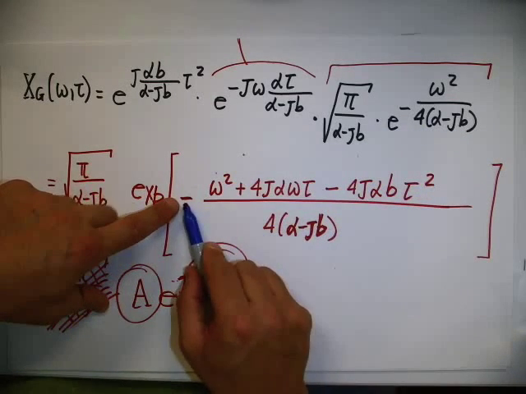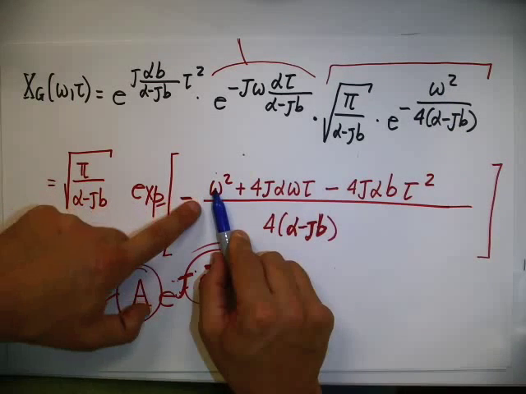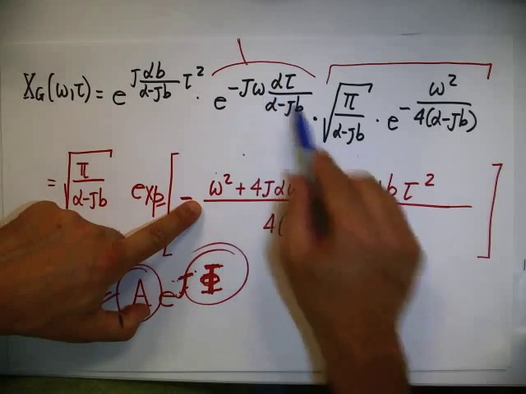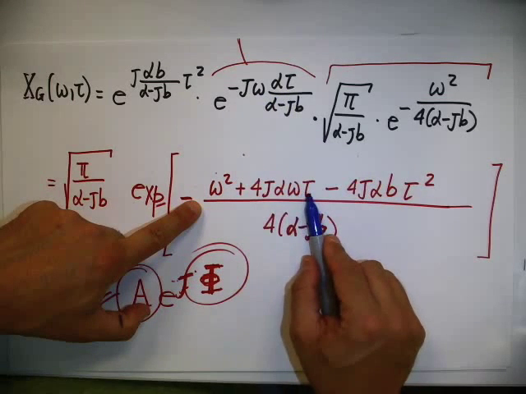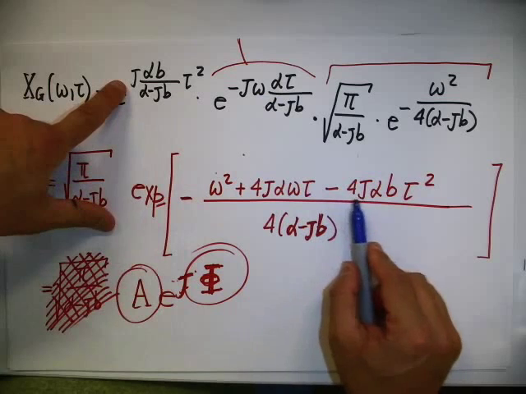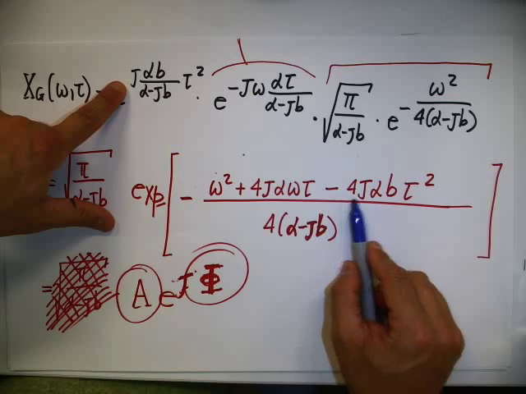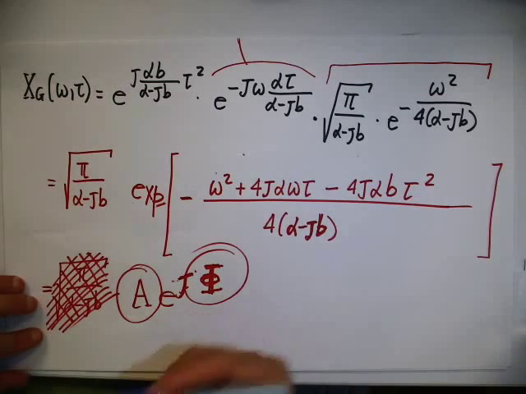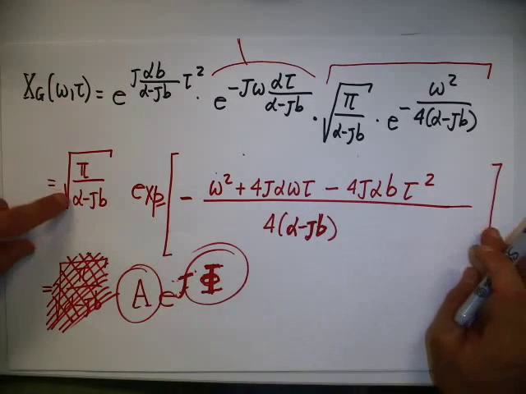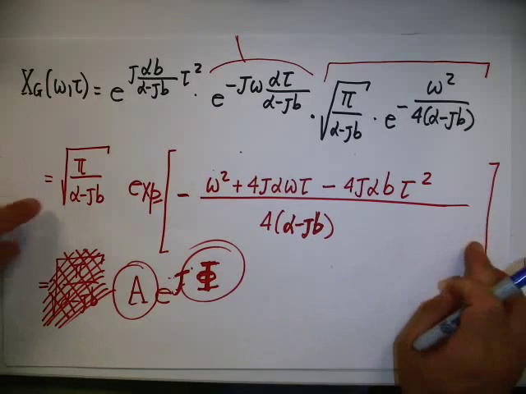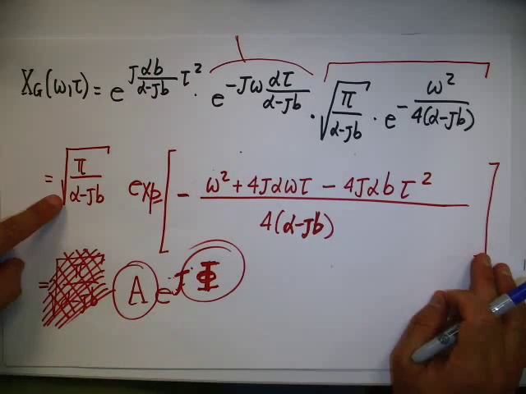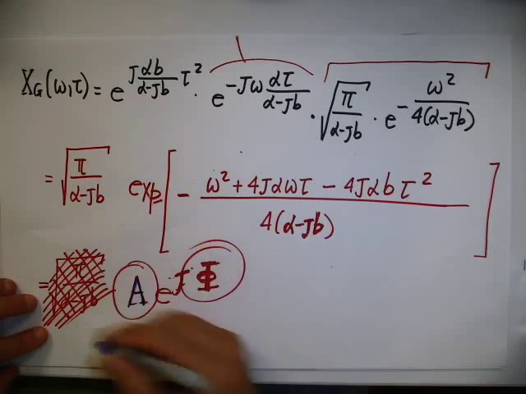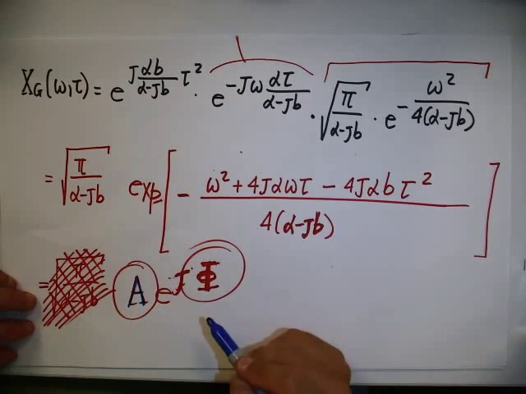For alpha minus jb, I get minus omega squared plus 4j alpha omega tau minus 4j alpha b tau squared. Okay? And actually, at the end of the day, what we would like to do is to rewrite this Gabor transform. We are done, basically. This is the Gabor transform of the chirp signal, okay? But we would like to get the amplitude. We would like to understand how this amplitude looks like.